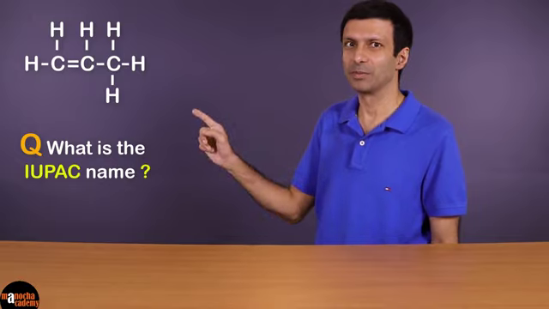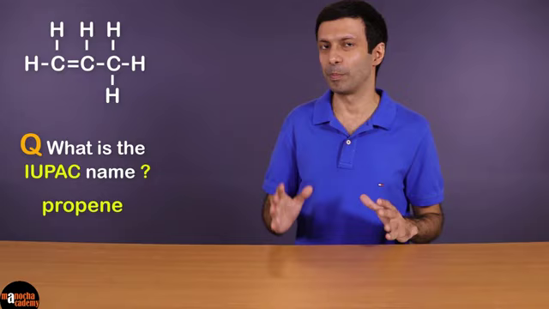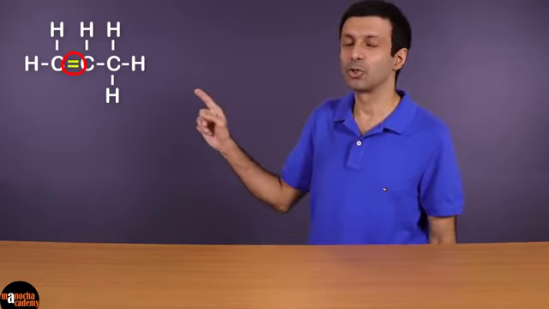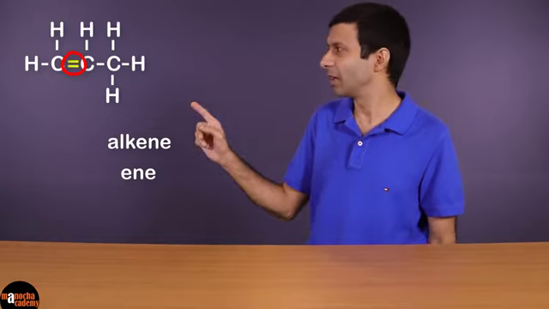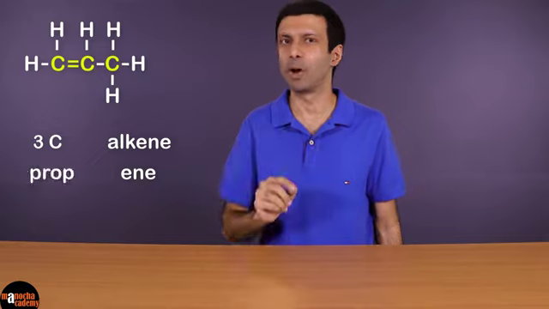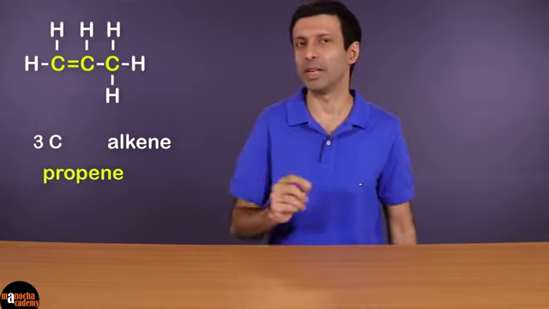What IUPAC name would you give to this compound? That's right. The correct answer is propene. Can you see that there's a double bond there? So it's an alkene. And there are 3 carbon atoms. So the name starts with prop. And combining the two, we get the answer as propene.